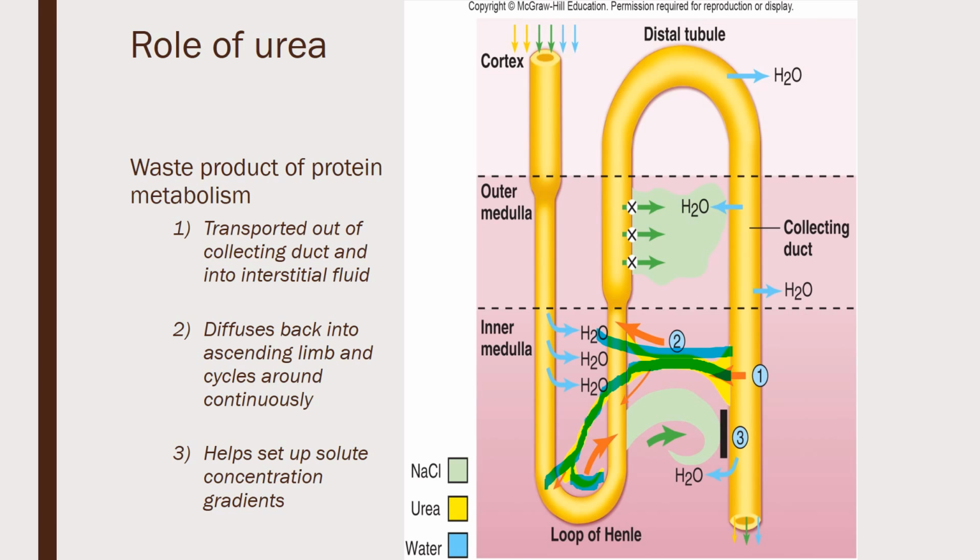The last role it has is within the collecting duct, where under hormonal influences it will impact the amount of water that's going to be permeable. So urea is also a mechanism that helps with the concentration gradient for water and helps to regulate that even without hormonal influences being needed.